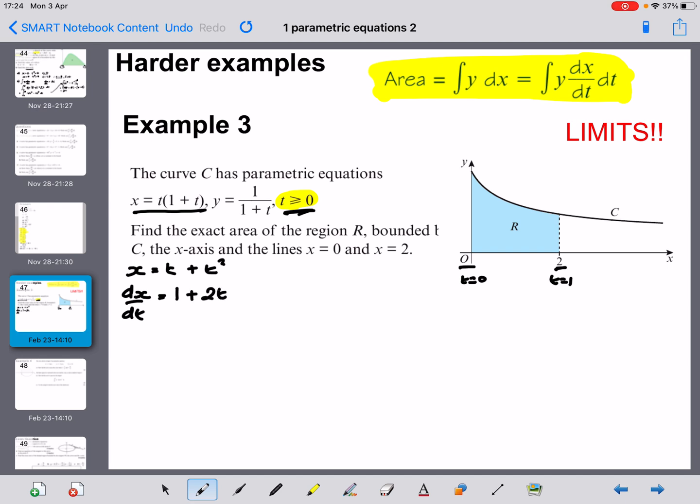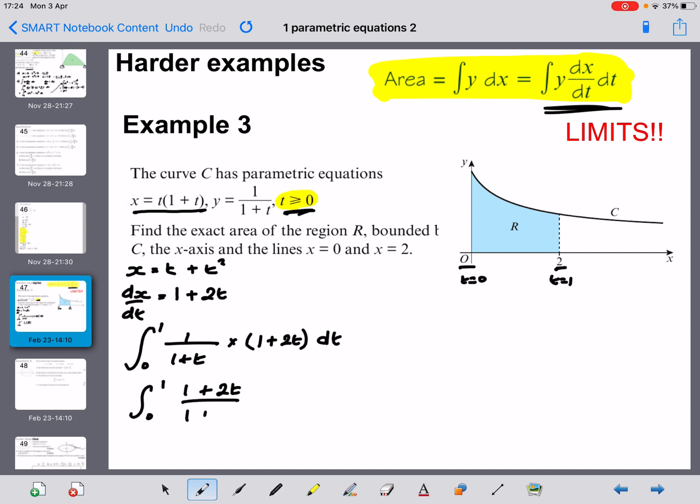Okay, so if we substitute it into here, we're going to integrate from 0 to 1 y, which is 1 over 1 plus t, times dx by dt, dt. So that's 0 to 1 of 1 plus 2t over 1 plus t dt.